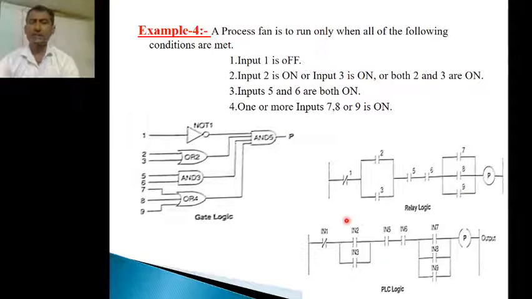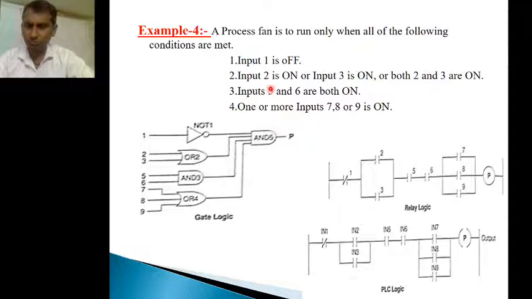And next, example 4. What is example 4? It is a very, very important question from the exam point of view. A process fan is to run only when all of the following conditions are met. So what are all of the following conditions? When input 1 is on, the output is off. When input 1 is off, the motor will run. And input 2 is on, input 3 is on, or both are on. That means it will be off only when both inputs are off. In the remaining conditions it will be on.